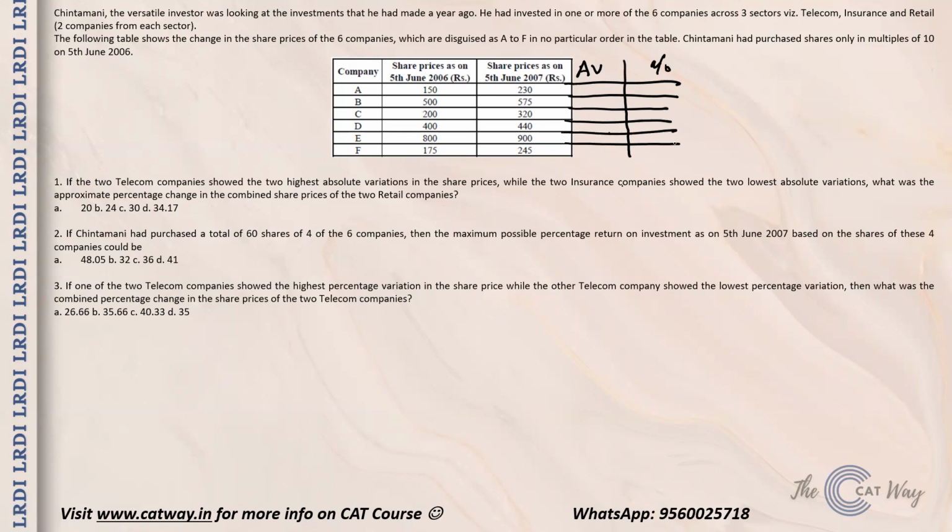Okay, talking about the absolute variation, you see that the difference is of 80 over here. Here the difference is of 75. Here the difference is of 120. Here the difference is of 40. Here the difference is of 100 and here the difference is of 70 points. Okay, so this is the absolute variation that we have, guys.